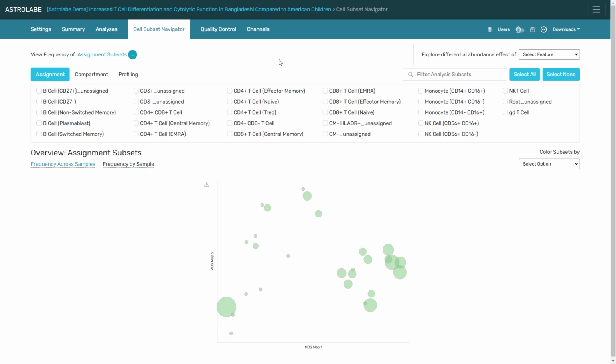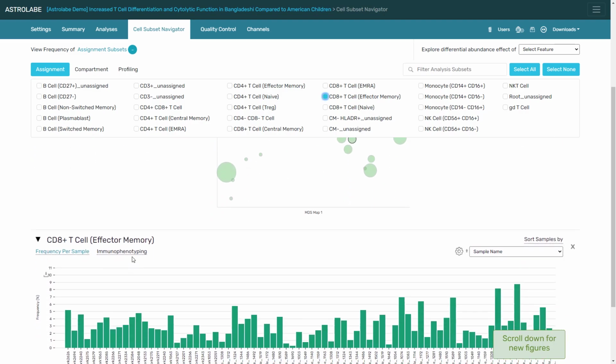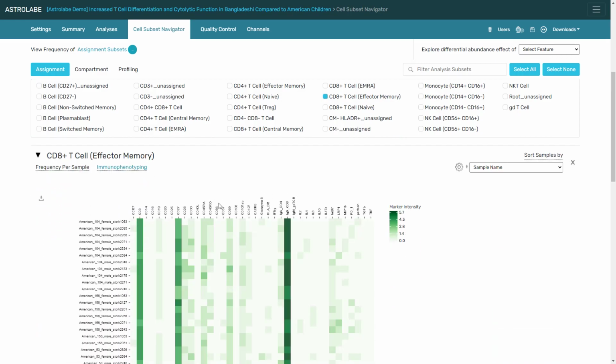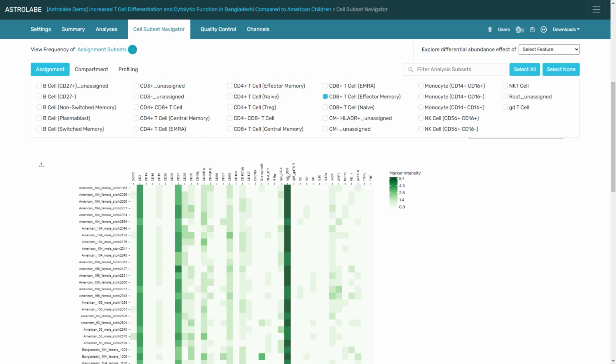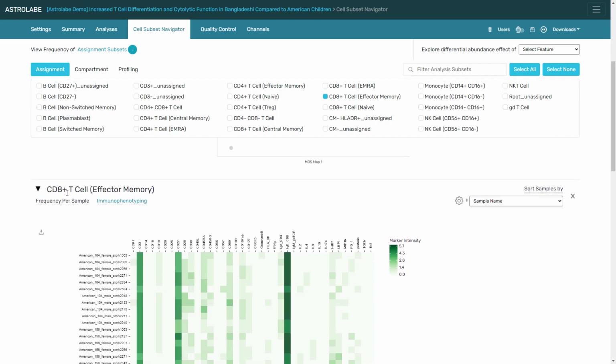Then, looking at the Cell Subset Navigator, we can pick the effector memory CD8 T cells, scroll down, and have a quick look at the immunophenotyping heat map, where we can clearly see how IgD CD8 is positive for all of these populations, while IgA CD4 is negative, as we would expect from a CD8 positive T cell.